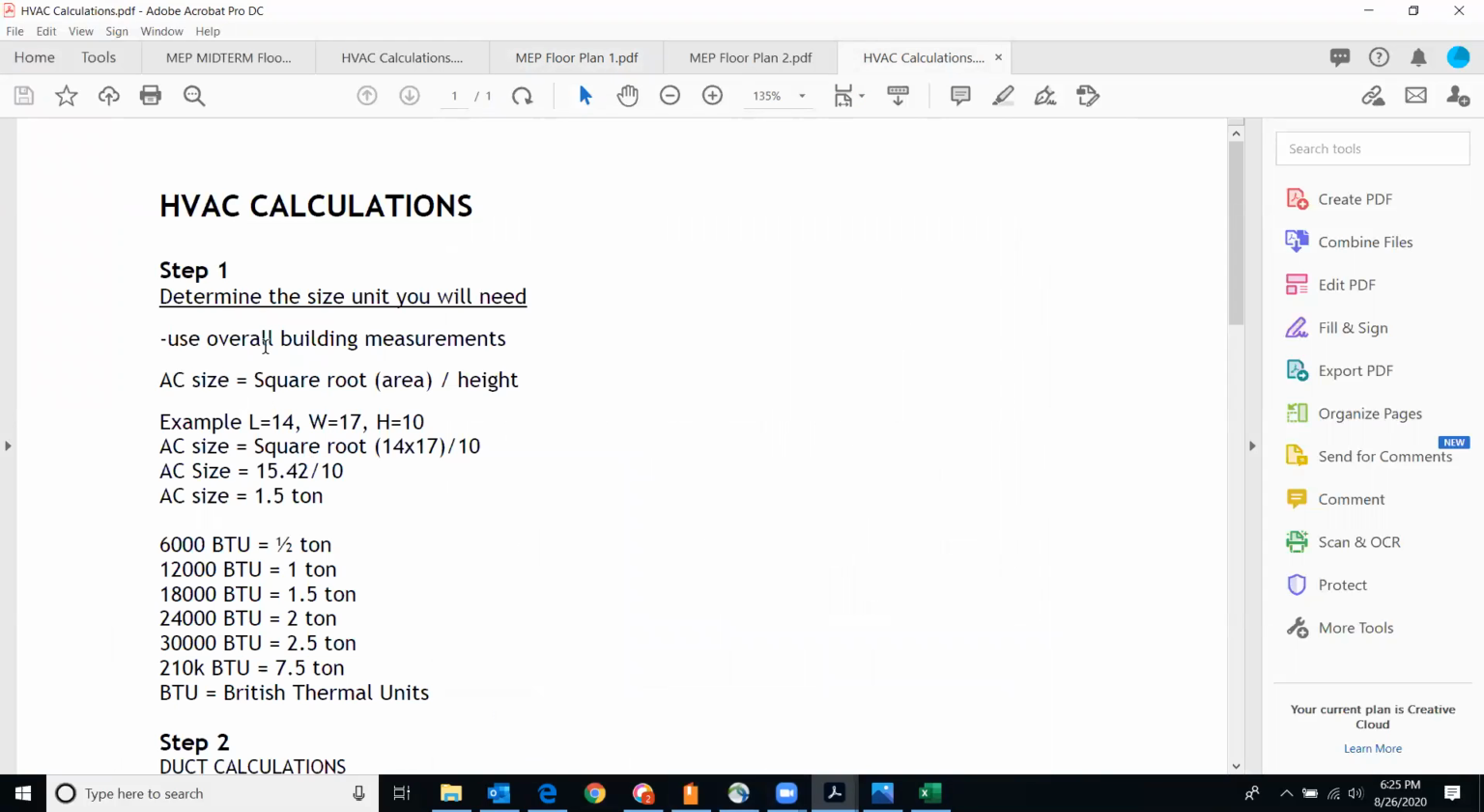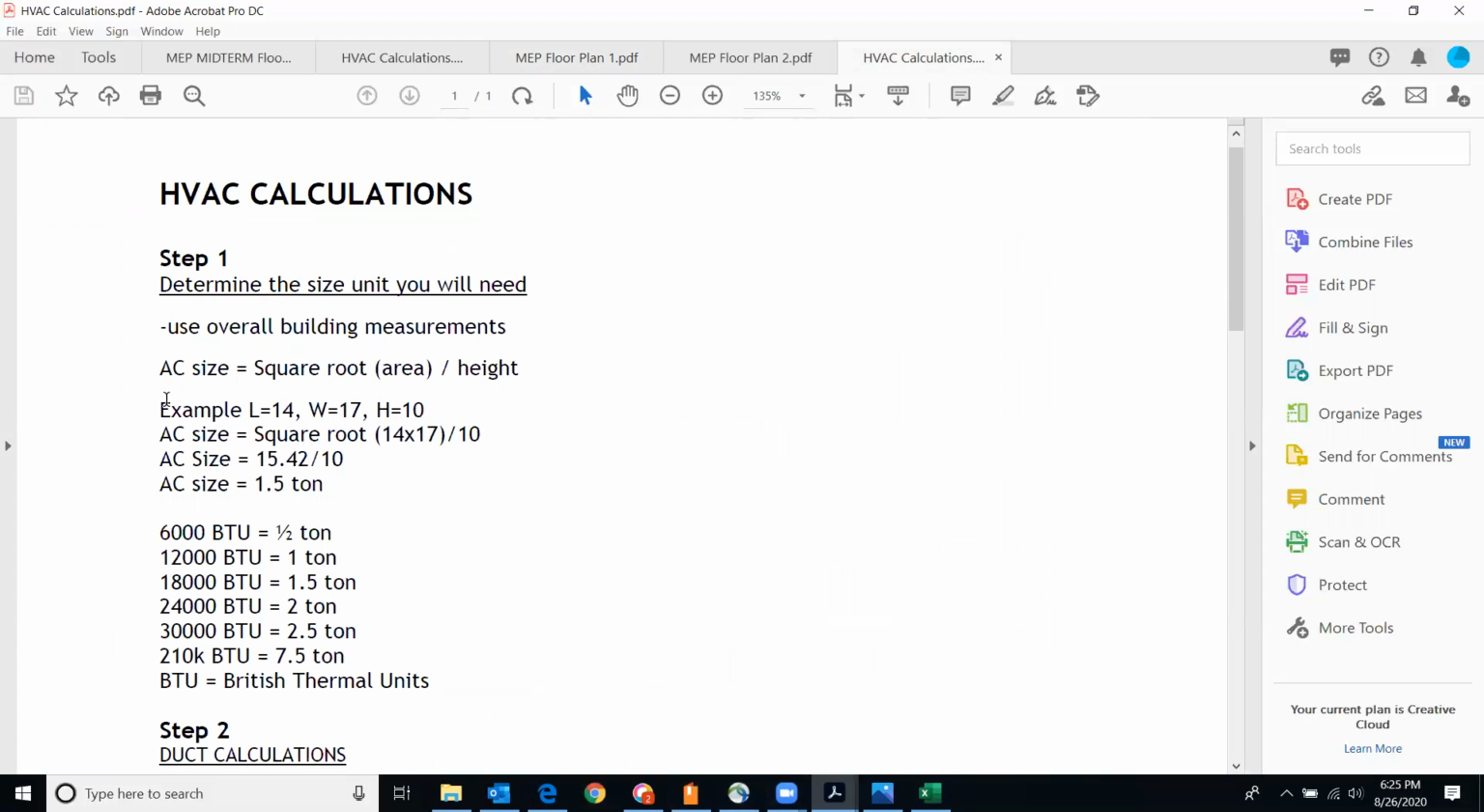So in order to determine the size of the unit, we want to use this calculation right here. The AC size is determined by the square root of the area divided by the height.